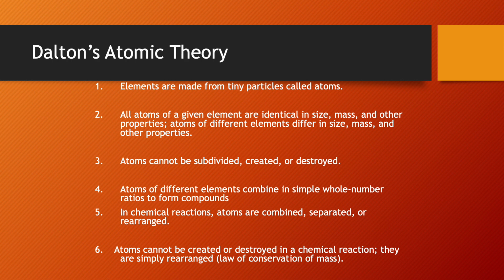Okay, Dalton's atomic theory. Elements are made of tiny particles called atoms. All atoms of a given element are identical in size, mass, and other properties. Atoms of different elements differ in size, mass, and other properties. Atoms cannot be subdivided, created, or destroyed. Atoms of different elements combine in simple whole number ratios for compounds to form.